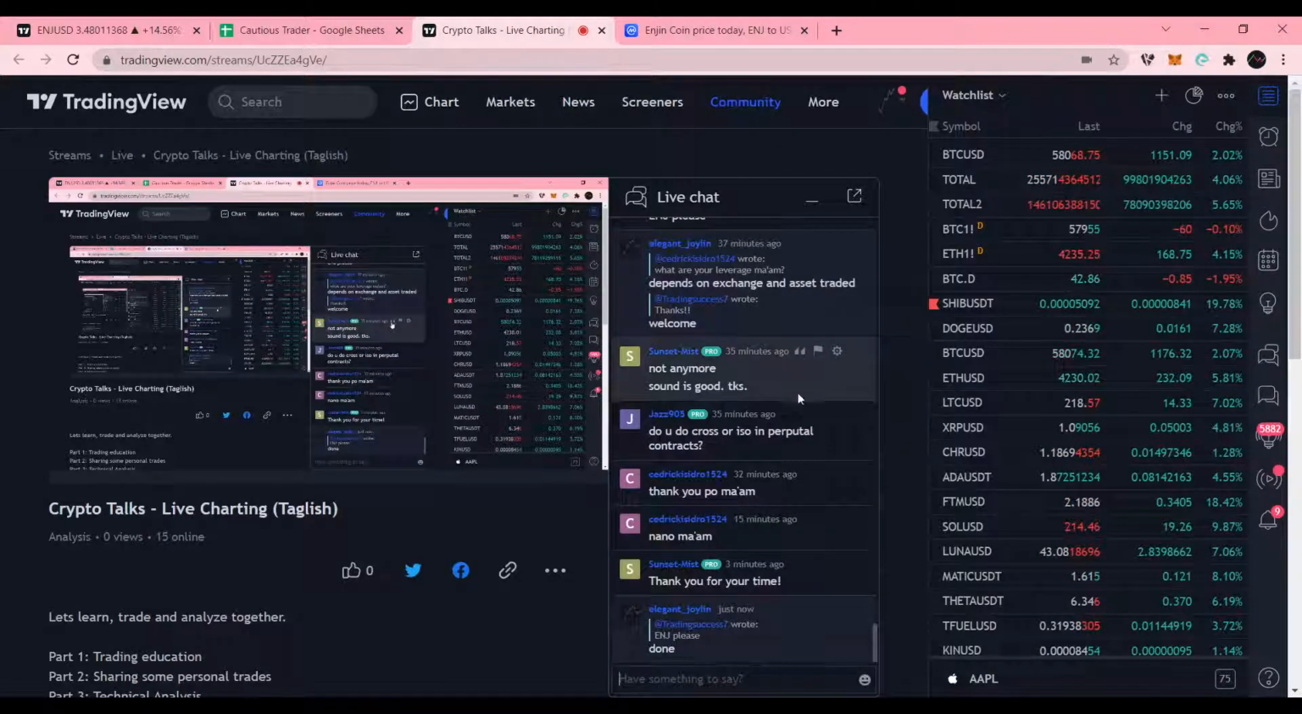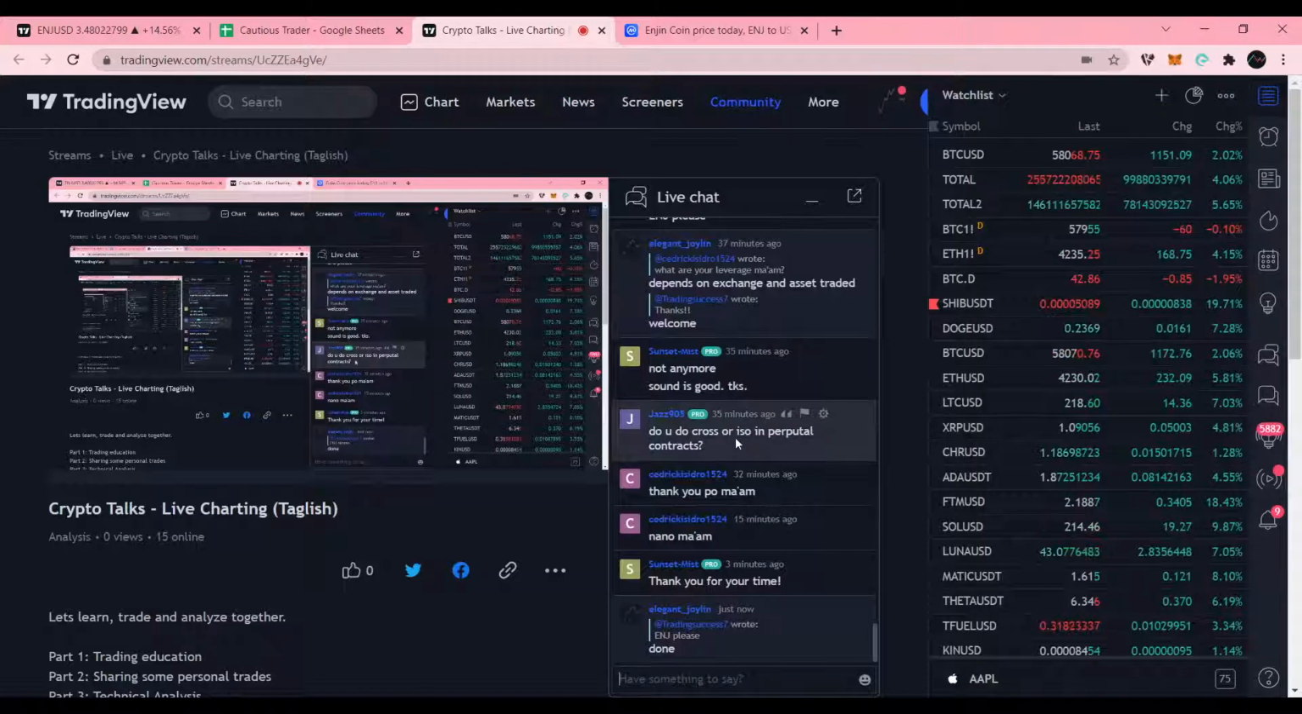Do you use cross or isolated in perpetual contracts? I use both, but technically, if ever I'm gonna use the cross, I will just open one contract in it. Like for example, for BTC, I'm gonna use cross, but I'll just use it in the BTC perpetual and no other contract. So basically, it's just an isolated wallet for me.